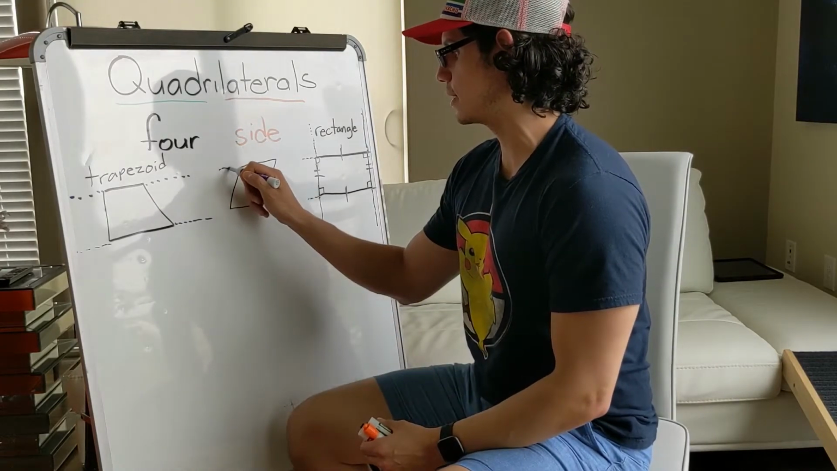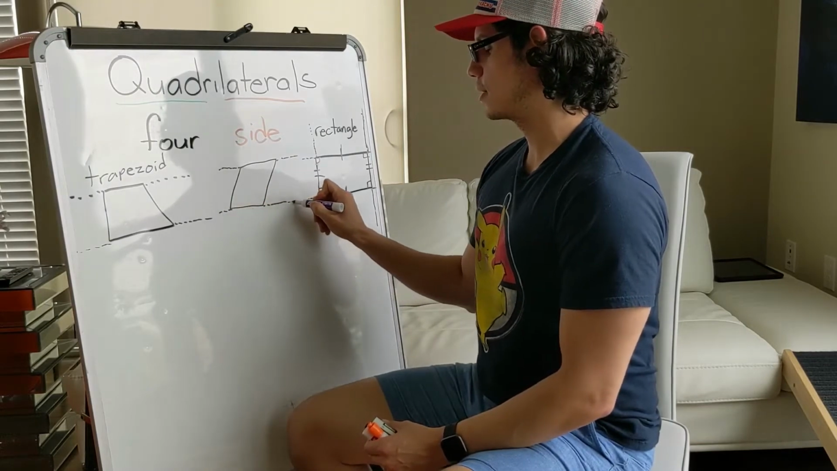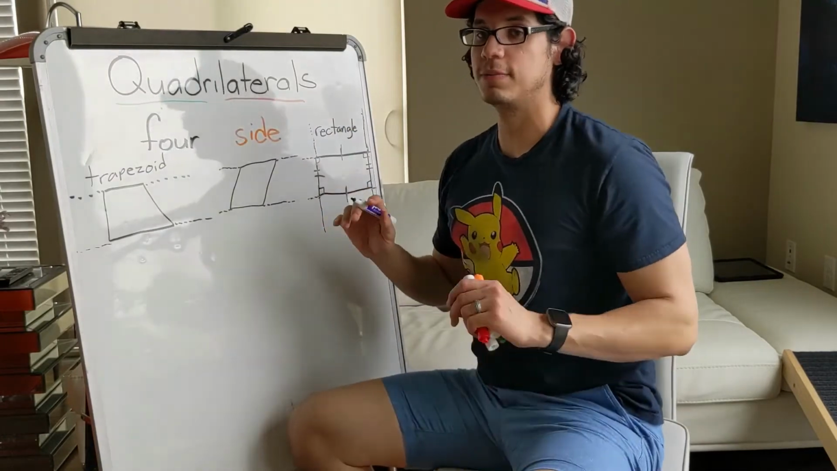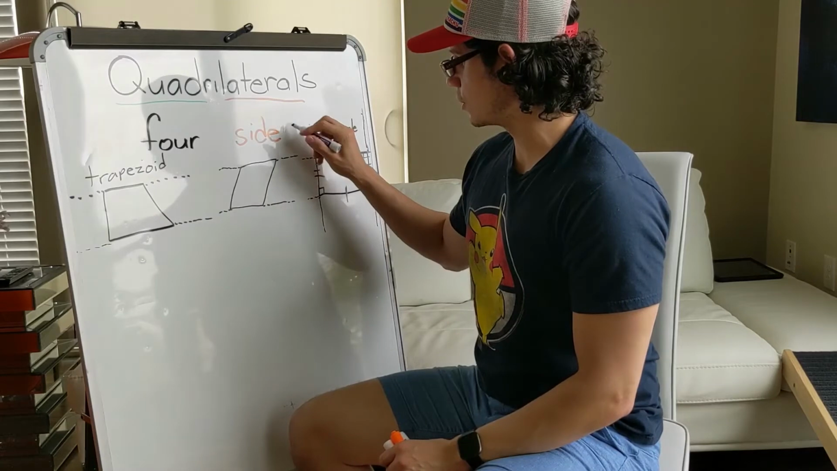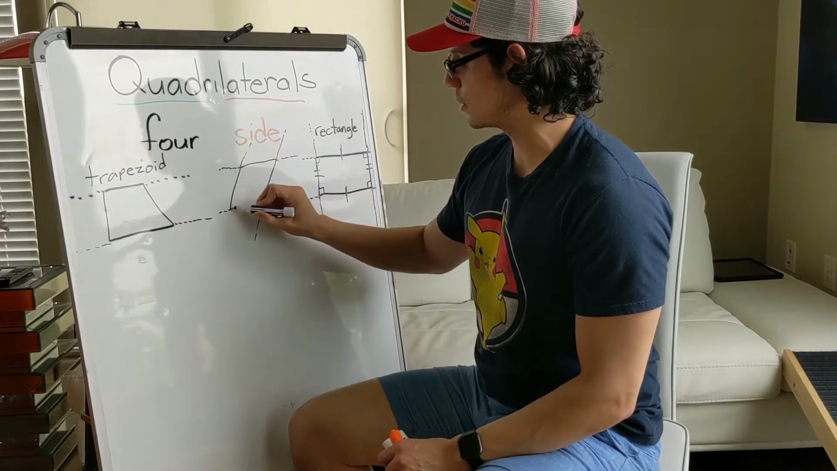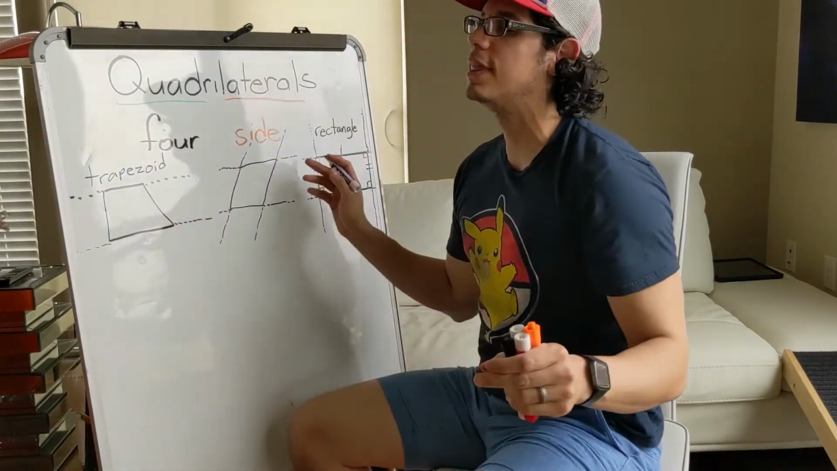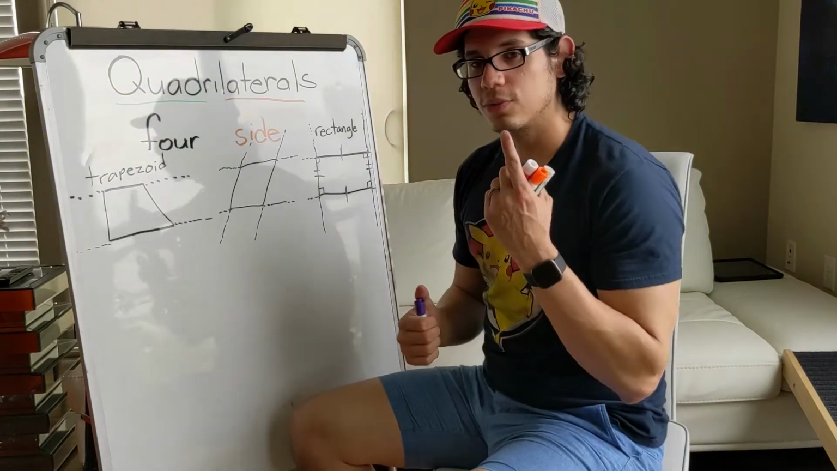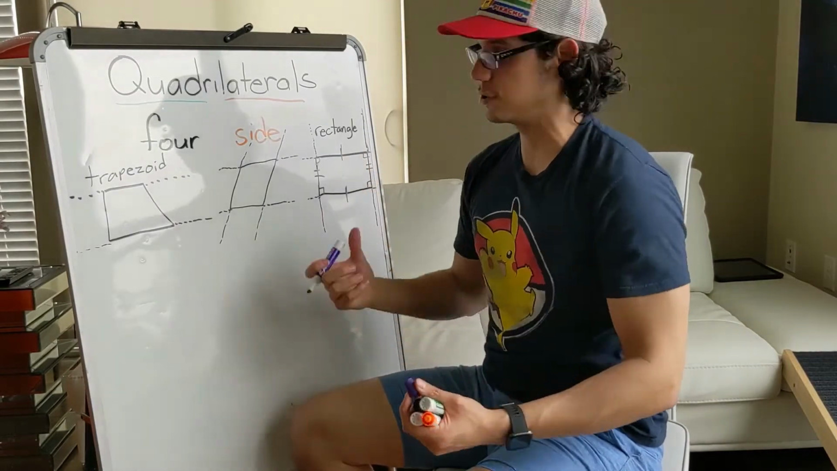That means this side is parallel with this side. So no matter how far these two sides go, they will always be parallel. They will never touch. These two sides are also parallel with each other. This one, this one, this one, and this one. No matter how far these two sides go, they will never ever touch. That means they're parallel.